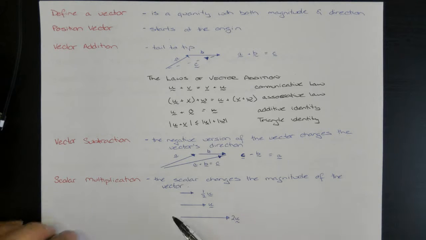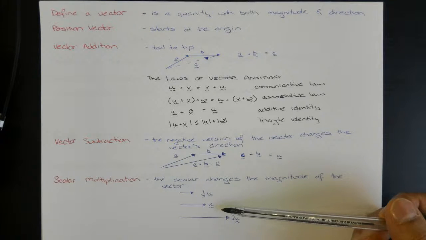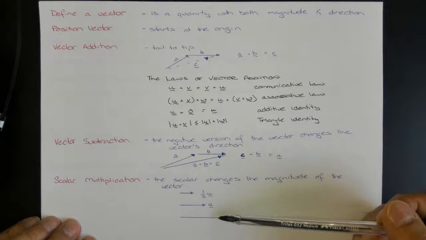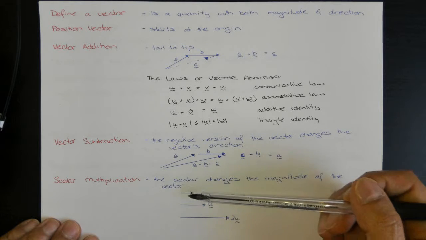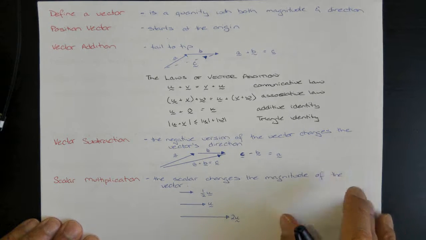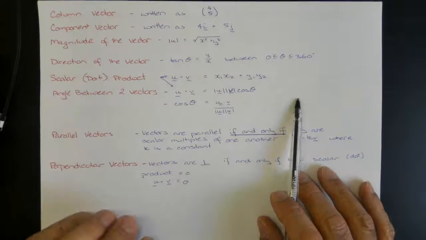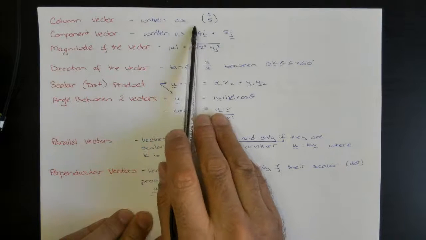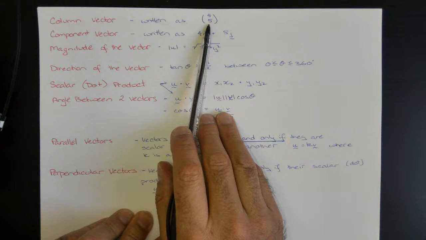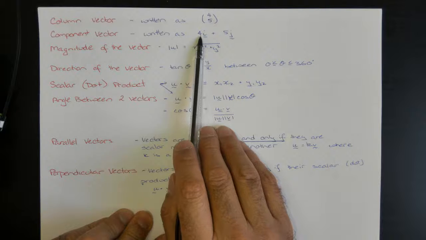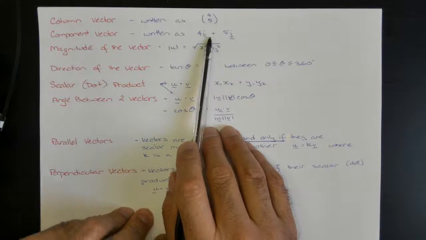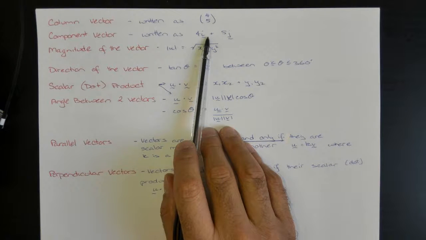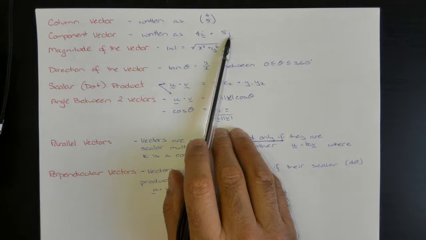Scalar multiplication. So if we have a scalar, there's my vector U. If I have 2U, it increases it double the amount, or if I have half U, it decreases it by a half. We can write vectors in column form, so 4, 5, or we can write it in component form where we have 4 in the i direction and 5 units in the j direction. i usually represents the x axis and j represents the y axis.